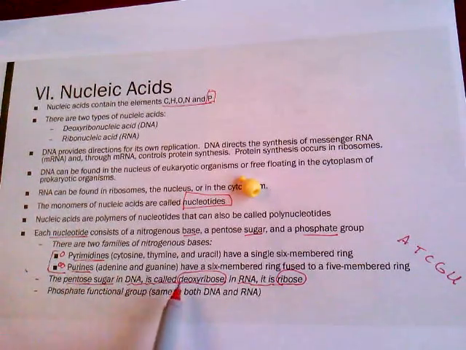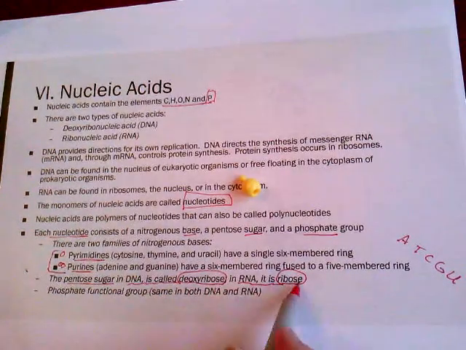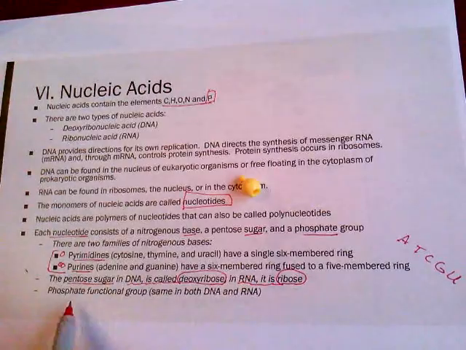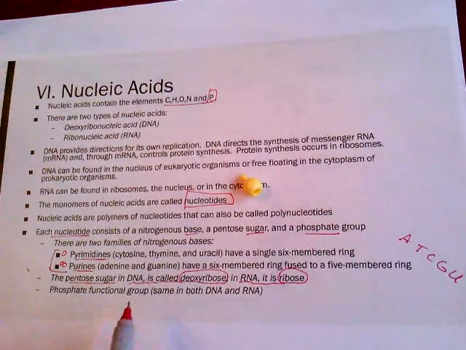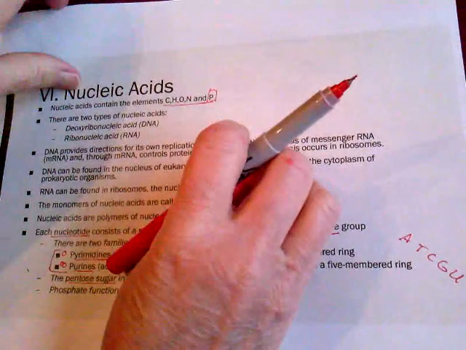Then the pentose sugar. If it's DNA, it's called deoxyribose. If it's RNA, it's called ribose. And we'll see what the difference of those are. And then finally, the phosphate group. So phosphate, sugar, and a base. Okay, let's look at the diagrams of this.